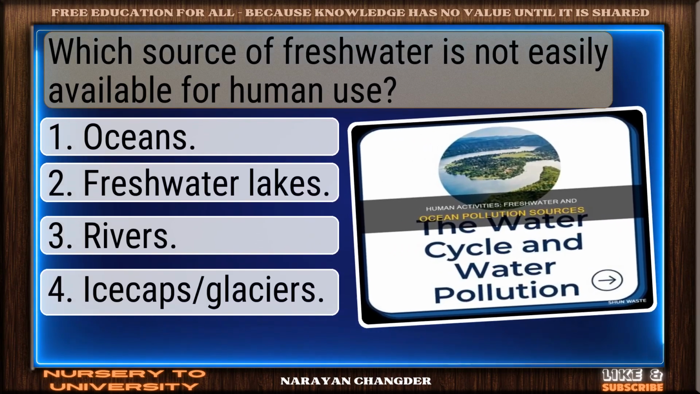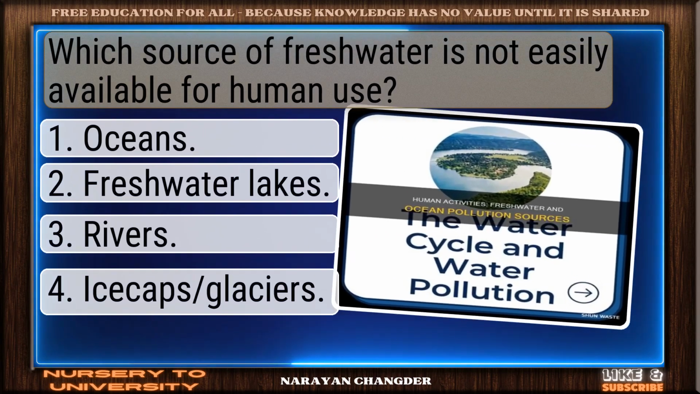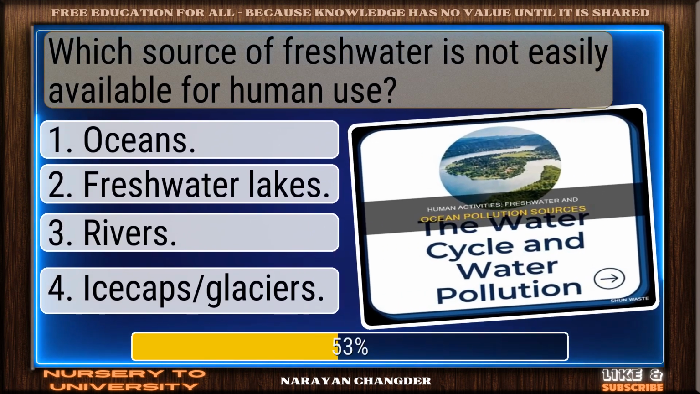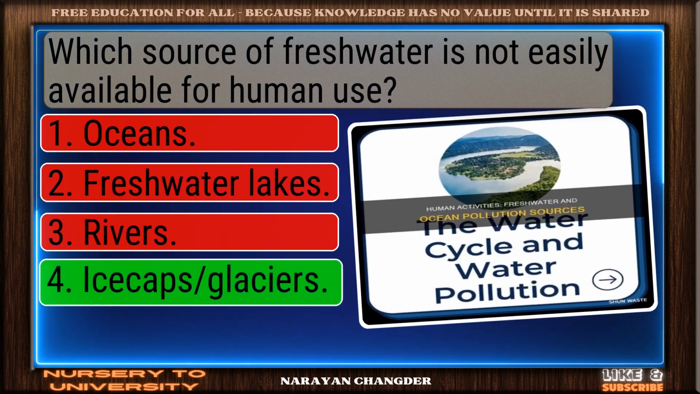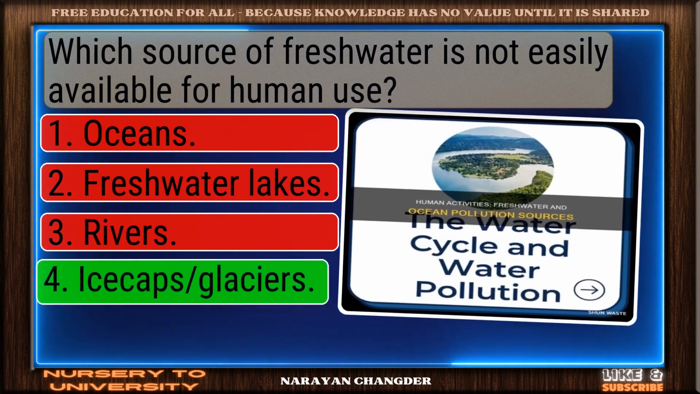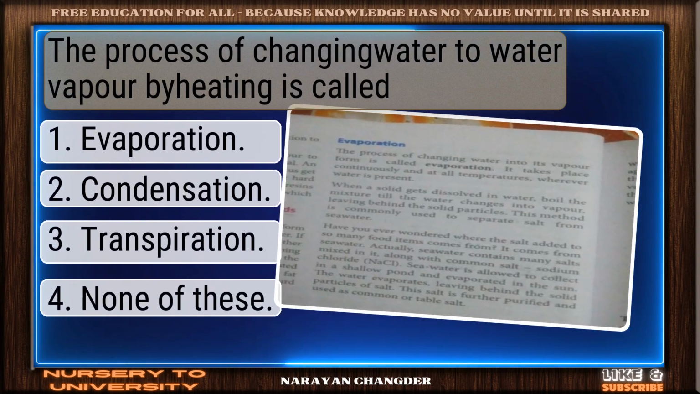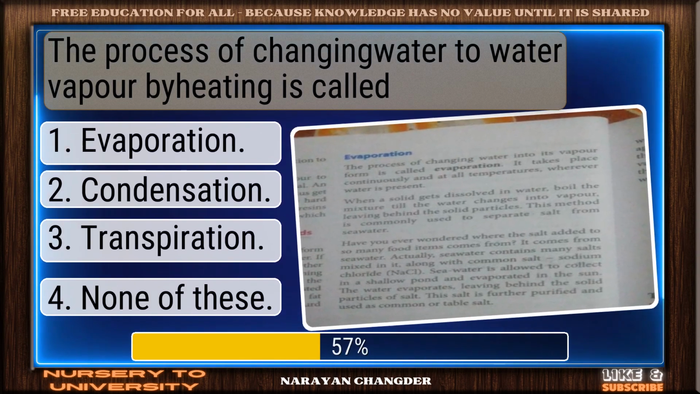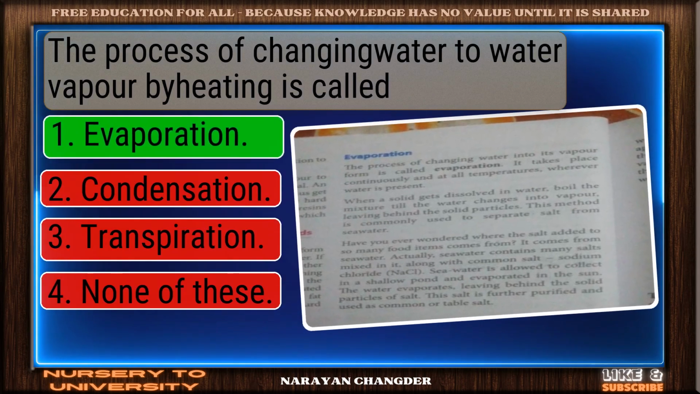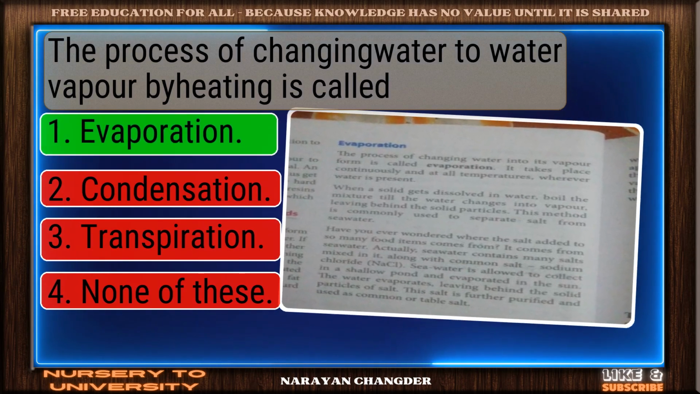Which source of fresh water is not easily available for human use? Bravo. Ice caps, glaciers is the answer. The process of changing water to water vapor by heating is called. Smart move. Evaporation is an accurate answer.